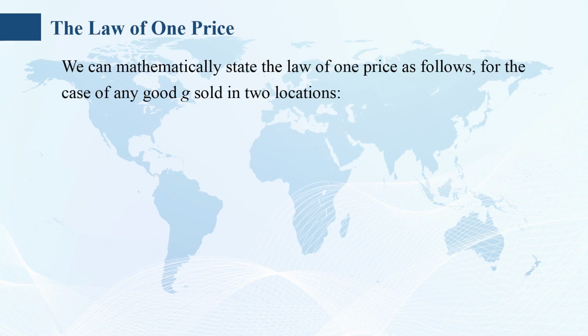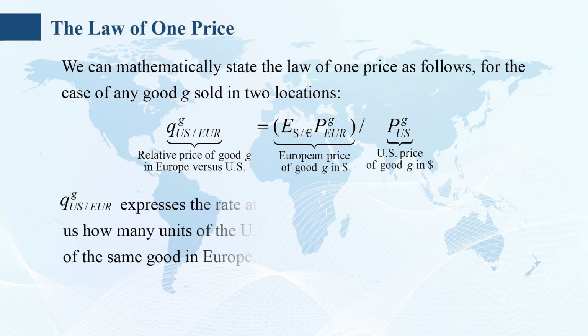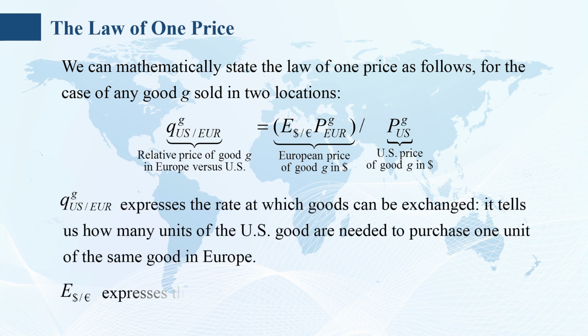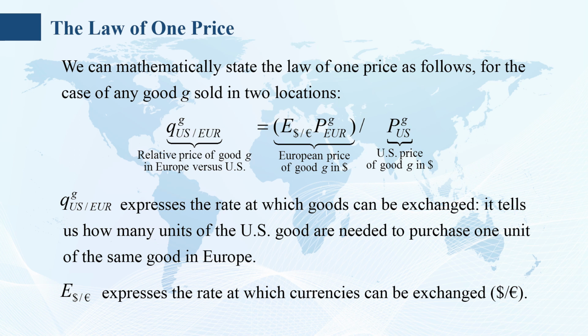We can mathematically state the law of one price as follows. For the case of any good G sold in two locations, using subscripts to indicate location and currencies, the relative price can be written. Relative price of good G in Europe versus US is equal to European price of good G in dollars over US price of good G in dollars.